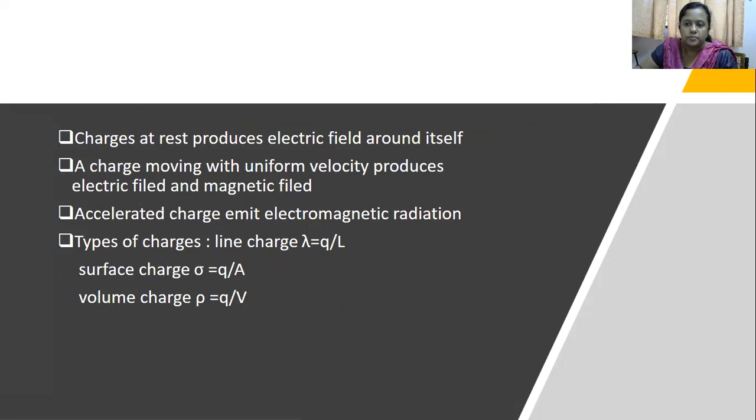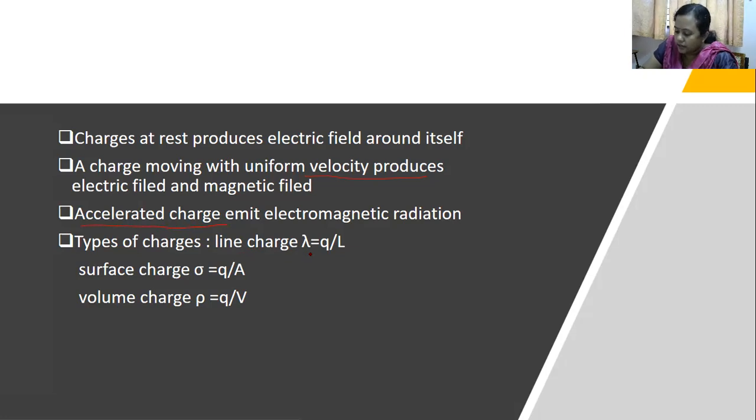Another important property is that charges at rest produce an electric field around themselves. A charge moving with uniform velocity produces an electric field and a magnetic field. So that means the charge moving with velocity produces electric field and magnetic field. And another important property: accelerated charges emit electromagnetic radiations.